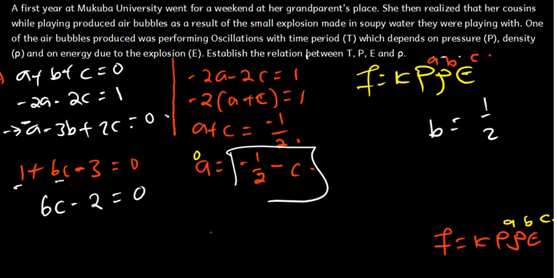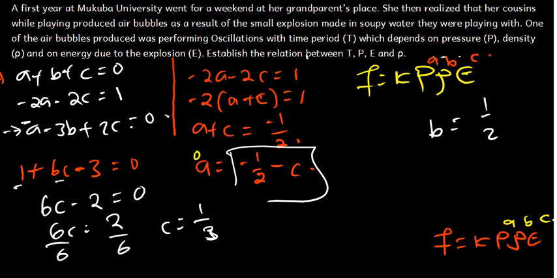So we can shift this guy to the other side. This is going to be equal to 2. Divide by 6. We are going to see that c is going to be equal to 1 over 3. So c is equal to 1 over 3. So we are now remaining with the value of a.